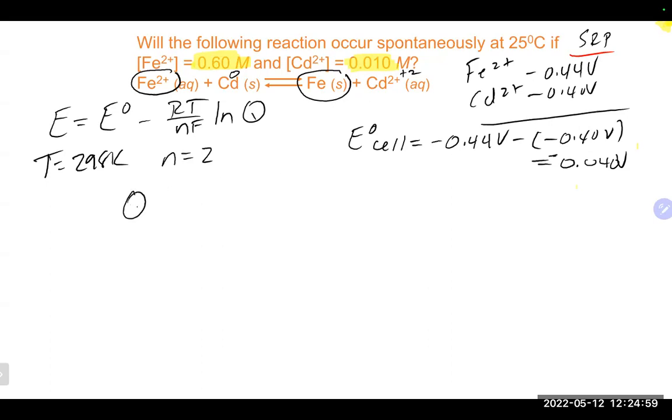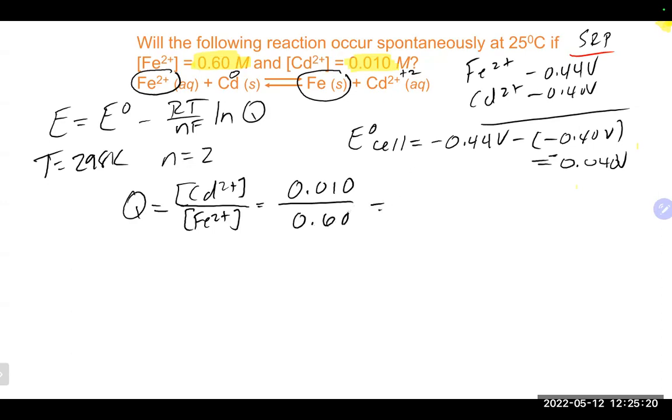So our Q would be our products, which would be the cadmium in this case, divided by our reactant, which would be the iron. And once again, we would not include anything that's solid, just like we wouldn't with K. That means when we put this in here, it's going to give us 0.01 divided by 0.6. And that gives us a Q value of 0.01667.